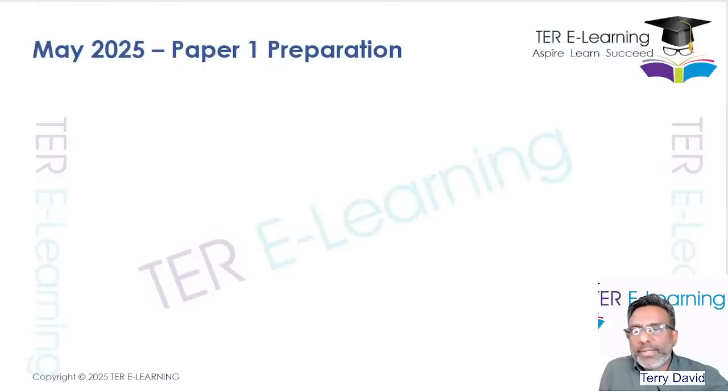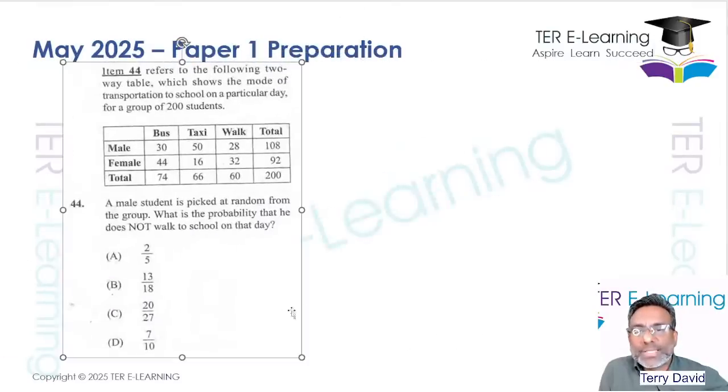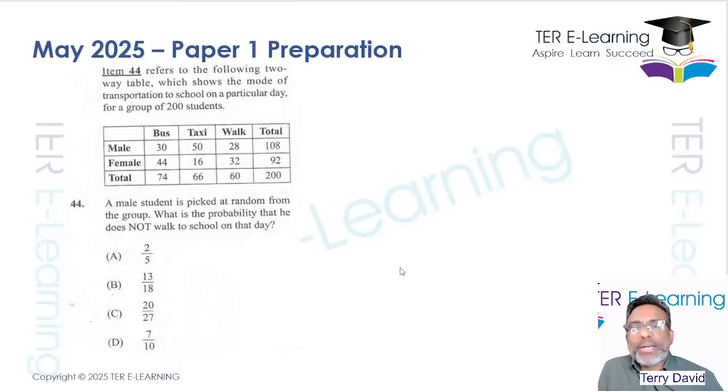Let's look at this question here. Now there are multiple versions to this question, so just be careful when you're reading it in the exam. You have a two-way contingency table here. A male student is picked at random from the group. What's the probability that he does not walk to school on that day? What's the answer for 44?